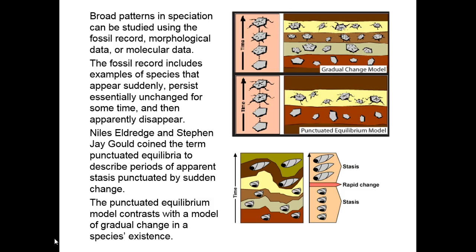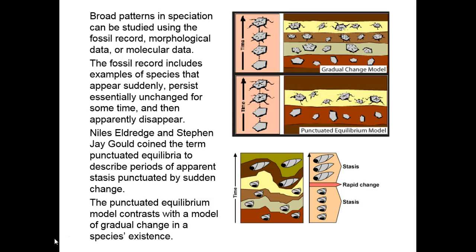In terms of fossil records, we do find that species that appear suddenly persist essentially unchanged over some time and then apparently disappear. So you do have the appearance and disappearance of species. Think of something like the dinosaur, etc.